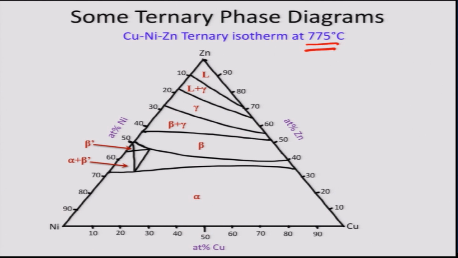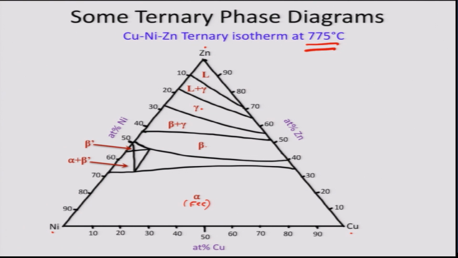We can see the 3 corners: nickel, copper, and zinc. We know at 775 degrees centigrade, the copper nickel system shows complete miscibility, and that miscibility extends quite a bit into the ternary composition range, and hence we see a big alpha FCC phase field here. Then there are multiple intermediate phases, both in the nickel zinc binary and the copper zinc binary, and they show complete miscibility, a couple of them, beta for example and gamma.